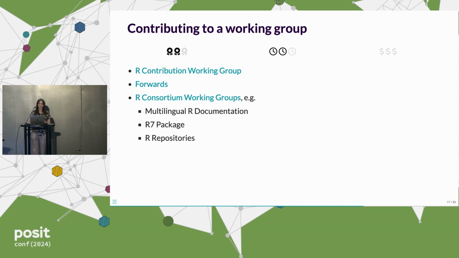You can also contribute your expertise via a working group. So I've also already briefly mentioned the R Contribution Working Group and Forwards. The R Consortium also runs a number of working groups, and some of these relate to core development or core infrastructure. So I mentioned a few of them here. There's one on thinking about how to implement multilingual R documentation. So in other words, having R help files in different languages. There's one that's been working for a number of years on the R7 package, which is a potential successor to S3 and S4 classes and methods in R. And there's the R repositories working group, which thinks about how to support CRAN and the development of new package repositories for the community.